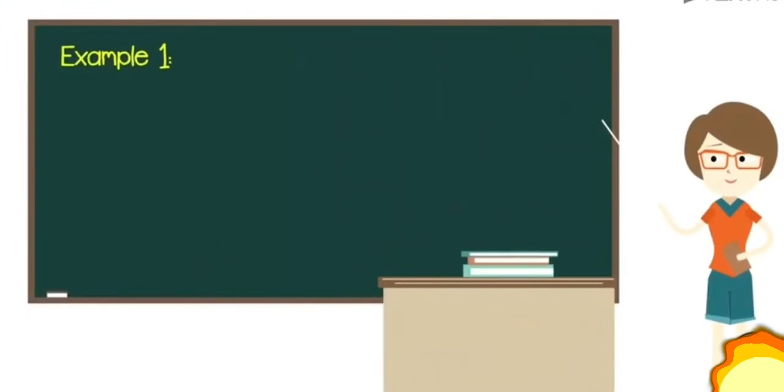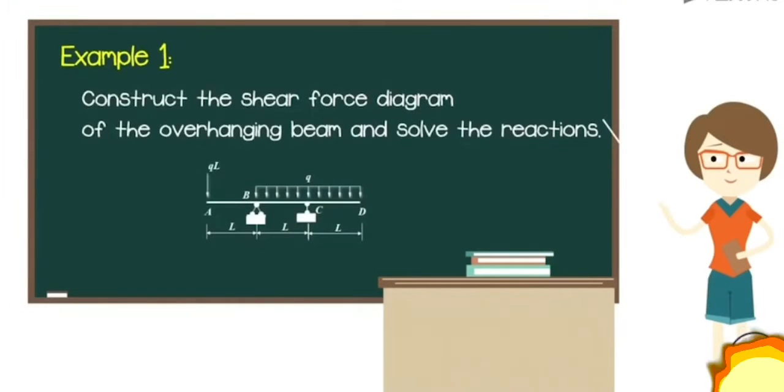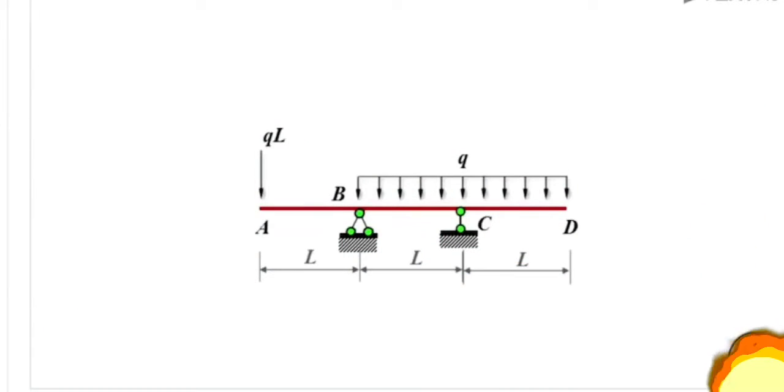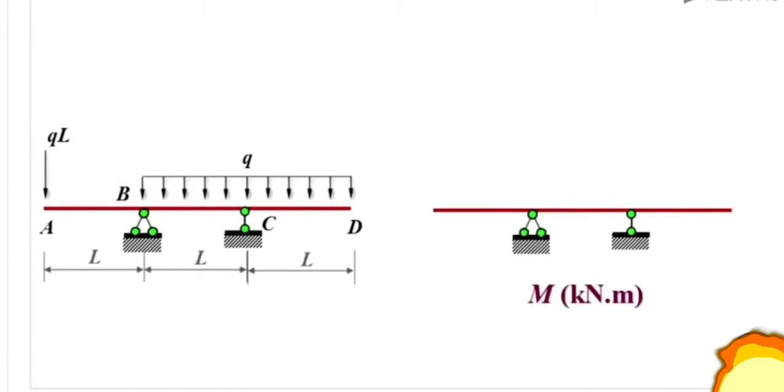Let's construct the shear force diagram of the overhanging beam and solve its reactions. Firstly, let's construct its bending moment diagram by using the superposition method according to what we have learned last time. For this overhanging beam, it could be divided into three parts, AB, BC, and CD. The AB part can be considered as a cantilever beam under the action of qL, obviously with the upper side in tension. The M for the AB part is a diagonal line.